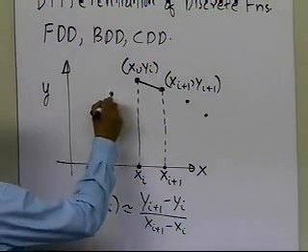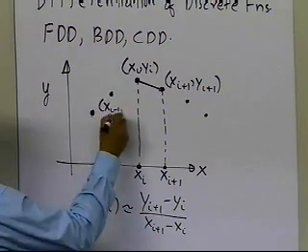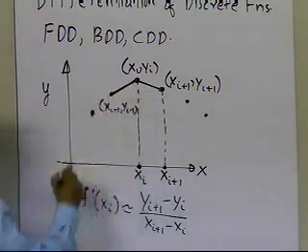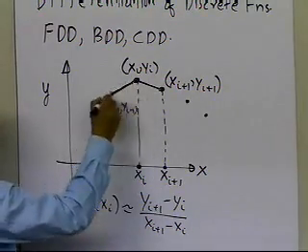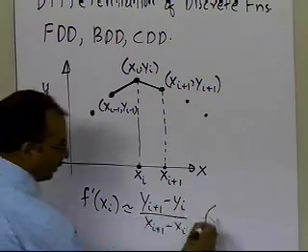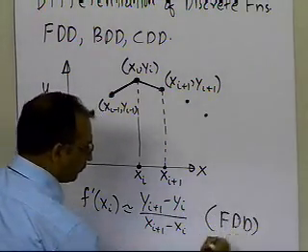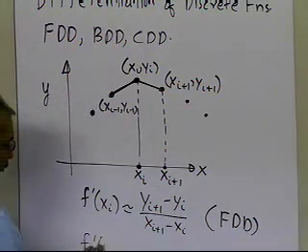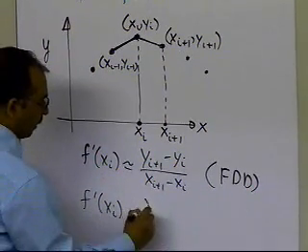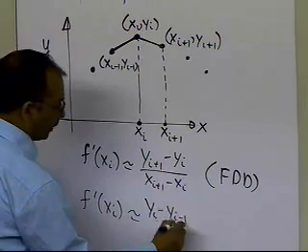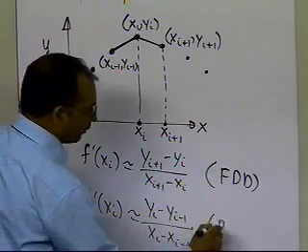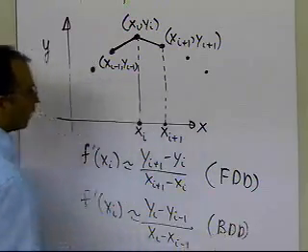Now, if you choose this point, which is x_(i-1), y_(i-1), then you are doing the backward divided difference, because you're using a point which is behind it. So this is the forward divided difference scheme. In that case, your derivative of the function can be approximated as (y_i minus y_(i-1)) divided by (x_i minus x_(i-1)), and that's the backward divided difference scheme.